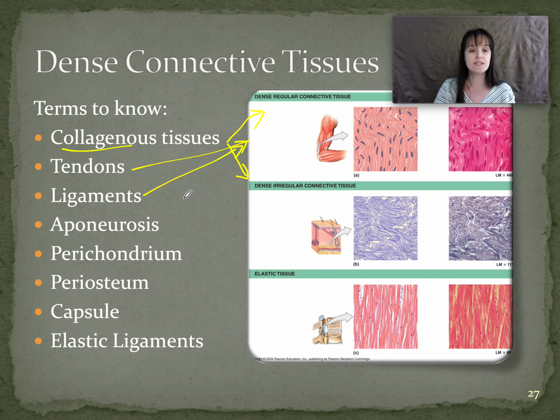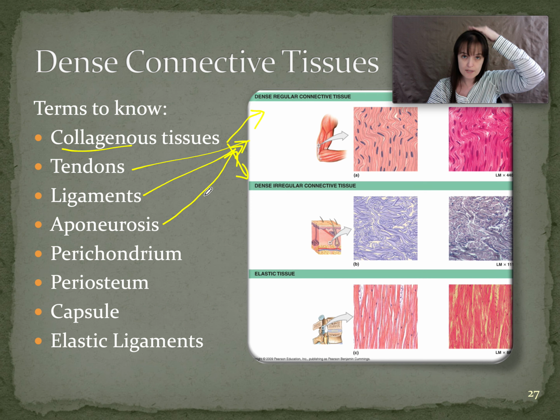And aponeurosis is a flat sheet of tendon, so also dense regular CT. And we will have 2 aponeuroses in the muscle section in lab. We'll have an epicranial aponeurosis on the top of the head and a plantar aponeurosis. I'm pointing at the bottom of my foot, which you can't see.